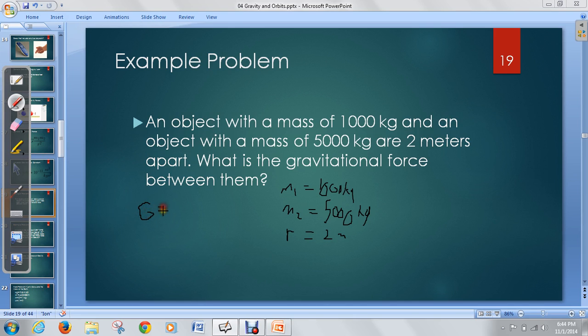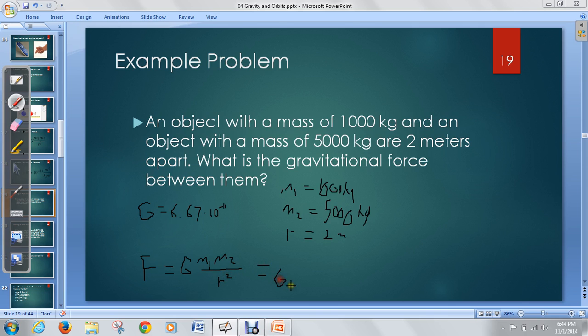Big G equals 6.67 times 10 to the negative 11. Okay. So we know that the force equals big G times M1 times M2 over R squared. Okay. So let's plug it in.